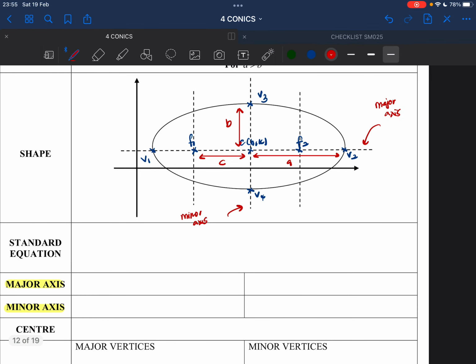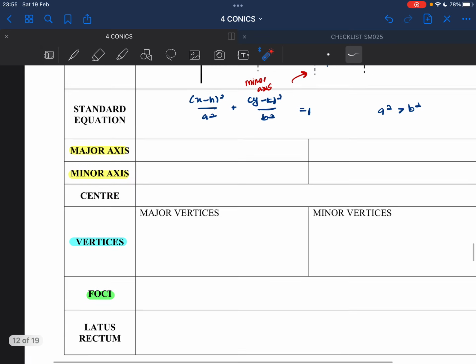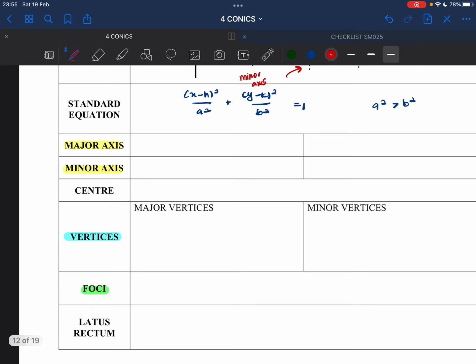So we have the equation (x minus h) squared over a squared plus (y minus k) squared over b squared is equal to 1. Since this is a horizontal ellipse, your a squared has to be greater than b squared. One more important thing that you have to know is your foci always lie on the major axis.